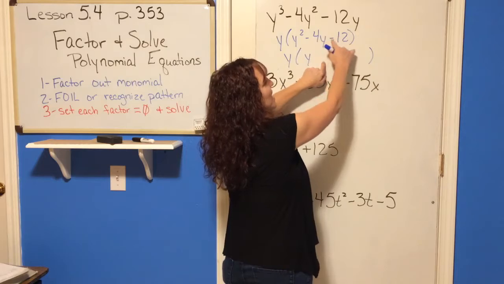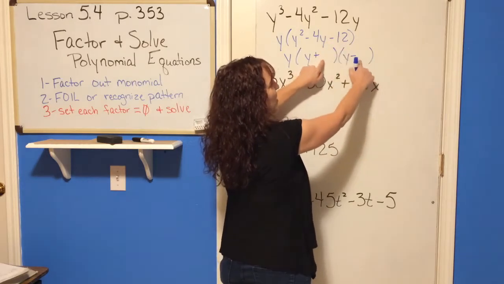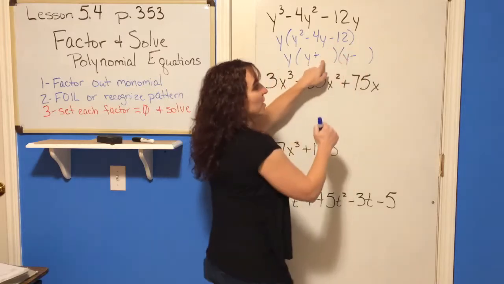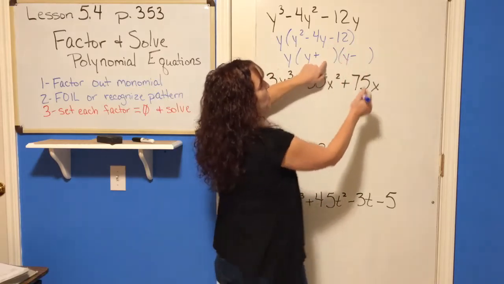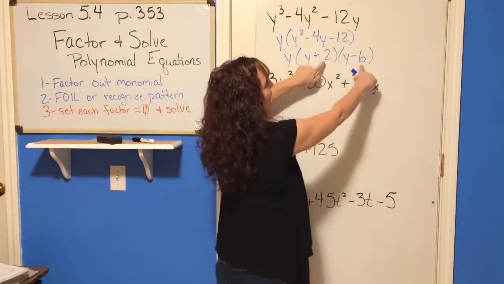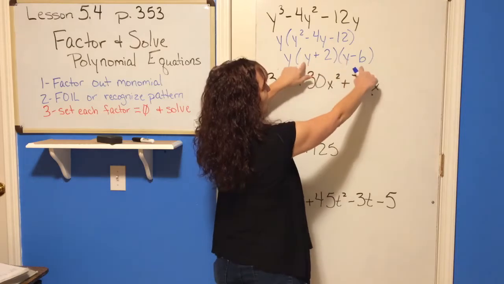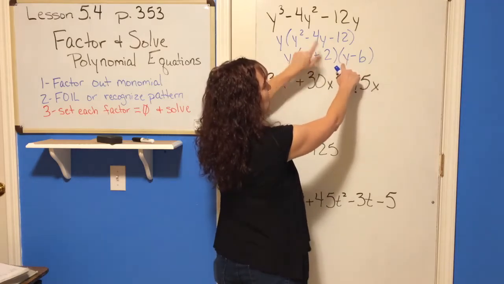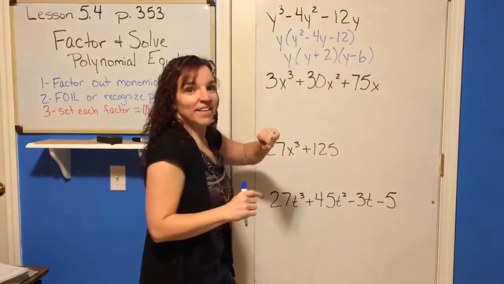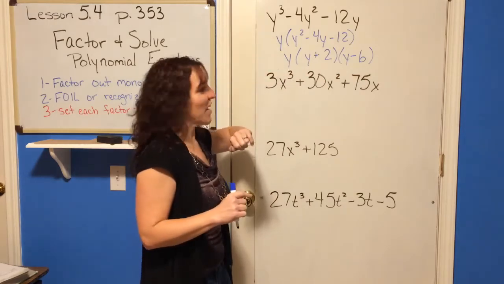And if this is a negative, that means one is positive and one is negative, because these two need to multiply together to make a negative number. So if we use 6 and 2, then we have negative 12, and we have negative 6y and positive 2y, which gives us a negative 4y. So that's how we factor those out.